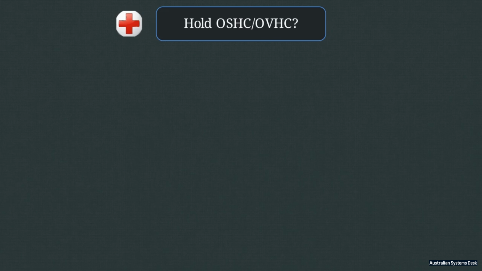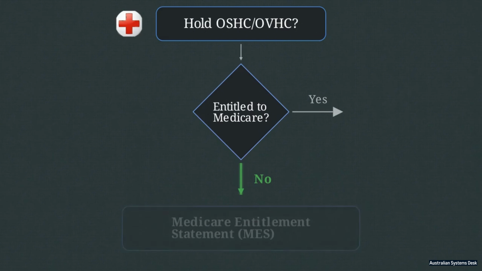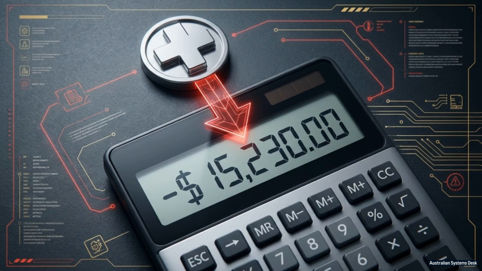This decision tree maps the actual administrative reality. To claim a Medicare levy exemption, holding foreign cover isn't enough. You generally need to follow this path and obtain a formal Medicare entitlement statement directly from Services Australia. Confusing private visa health cover with a statutory Medicare exemption guarantees an unexpected debt when that 2% levy is retroactively applied to your taxable income.